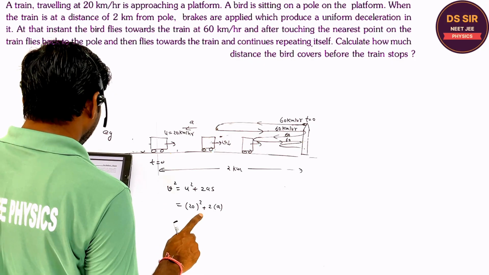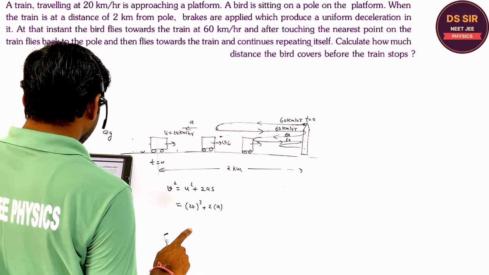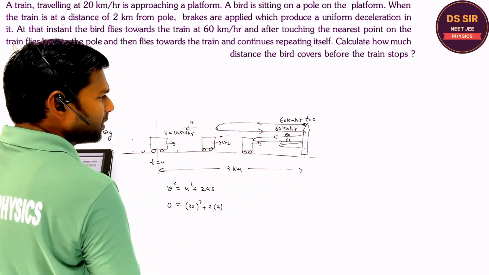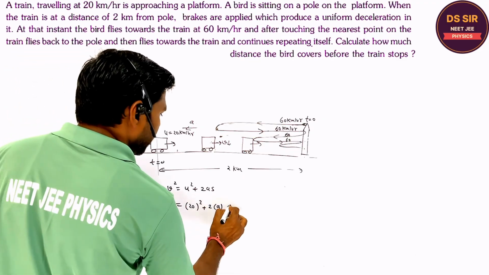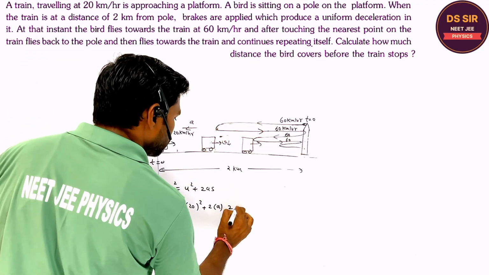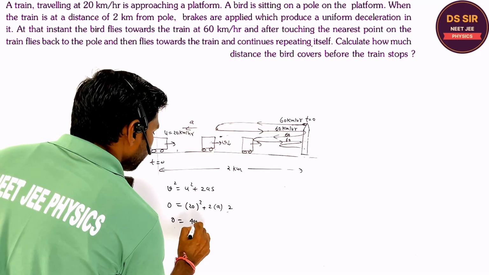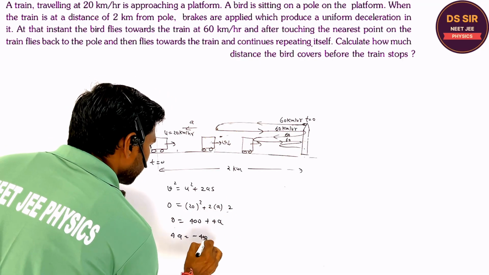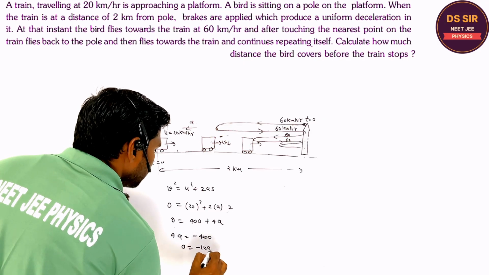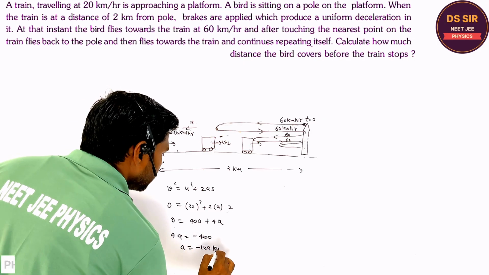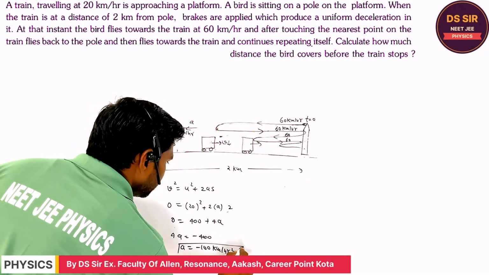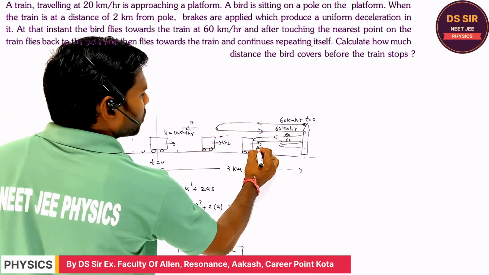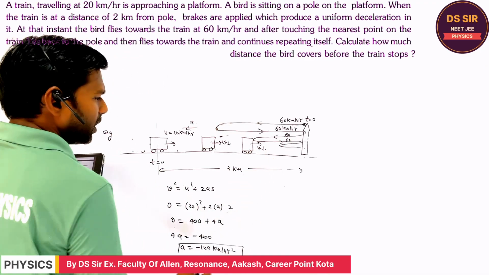the brakes are applied and the train stops. Calculate how much distance the bird covers before the train stops. So when the train stops on reaching this point, the speed becomes 0, and the displacement is 2 kilometer. So this is 0 = 400 + 4a. So 4a is equal to minus 400. So acceleration is minus 100 kilometer per hour square. The acceleration is negative, that is, it is retardation. Its speed is continuously decreasing. Is it clear or not, you tell?